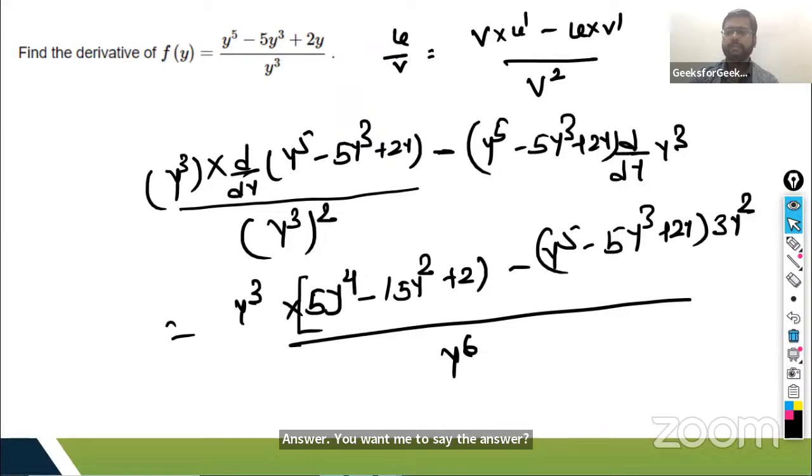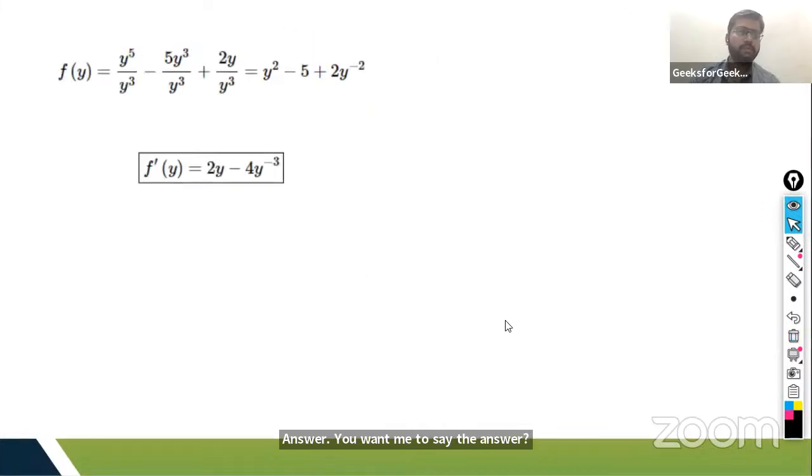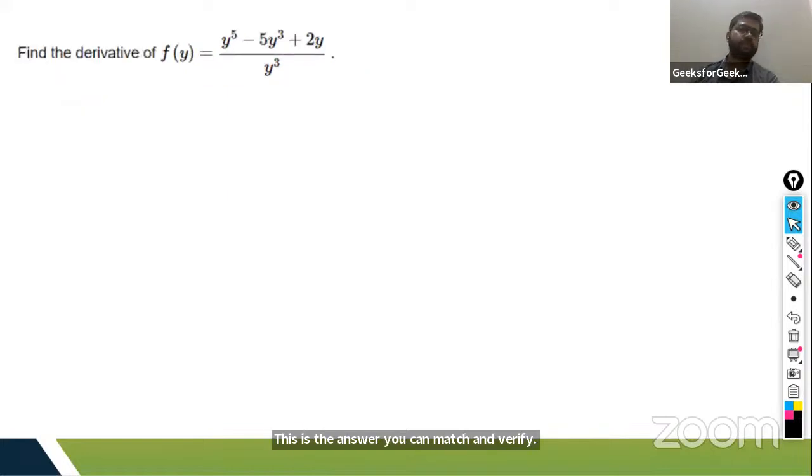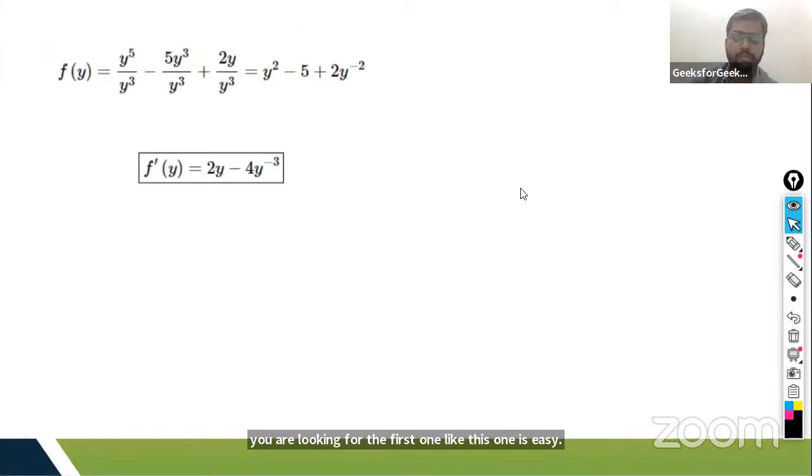Okay, answer. I believe this is the answer for your question: 2y minus 4y to the power minus 3. This is the answer. You can match and verify. If you're looking at the first one, this one is easy, no? Does anyone have any issue with this question?